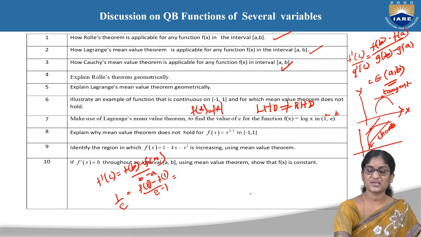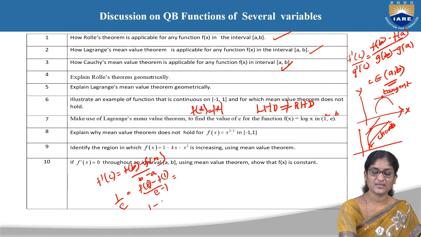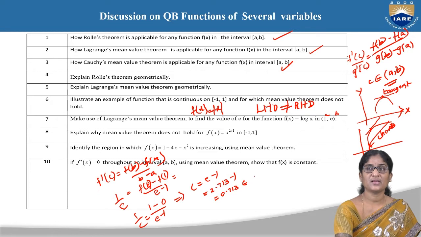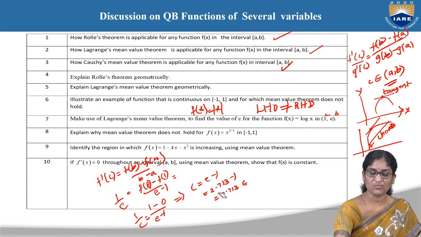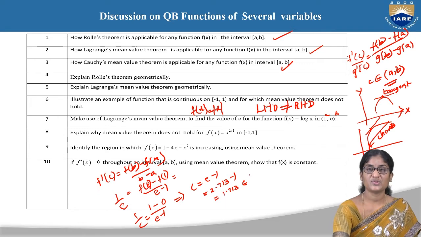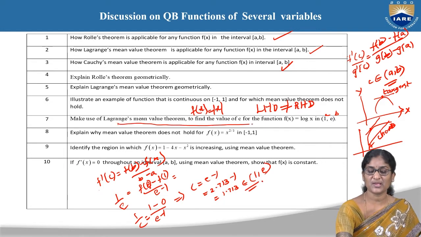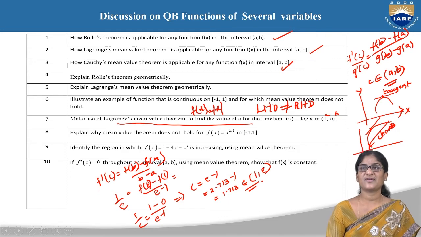So f of e is nothing but log e, which is equal to 1, and f of 1 is 0, divided by e minus 1, is equal to 1 by c. So I can write the c value as e minus 1. E takes a value of 2.713, minus 1, that is equal to 1.713, which always belongs to the open interval 1 comma e. Therefore, the Lagrange's mean value theorem is applicable for f of x equal to log x.